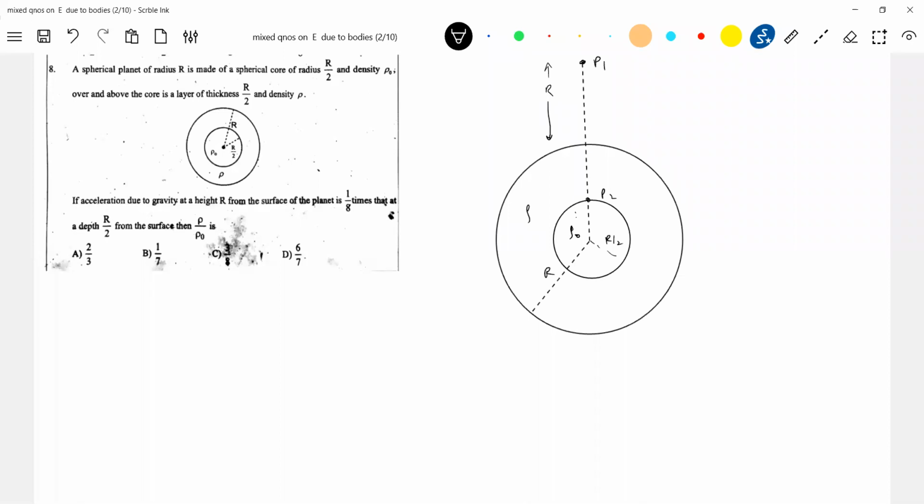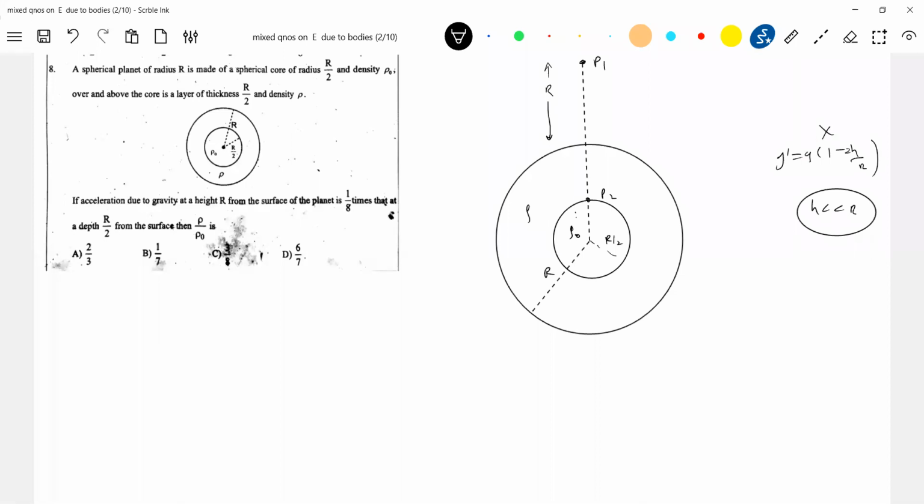Don't go for the formula at a depth r minus h. You look at the r. When can you use the formula g dash equals g times 1 minus h by r? Tell me when you can use this formula. When h is very small, but it is not asking for h very small. Look at that one, r is equal to the radius of the planet. So definitely this is not applicable.